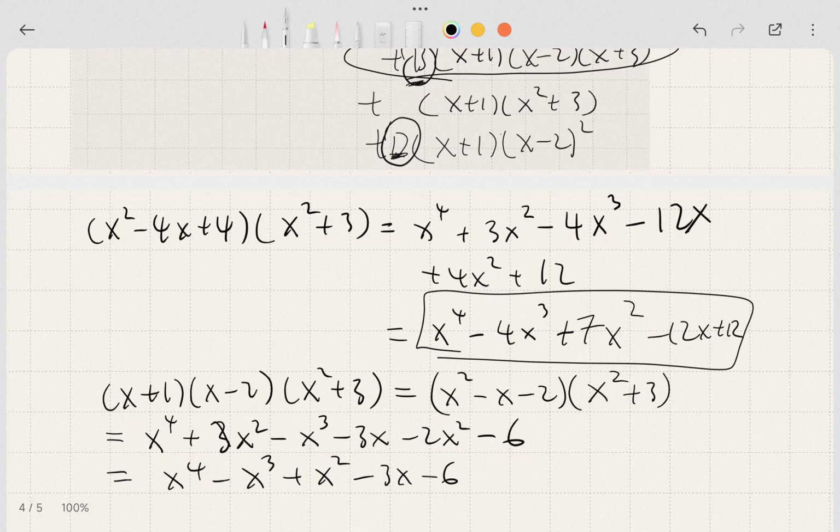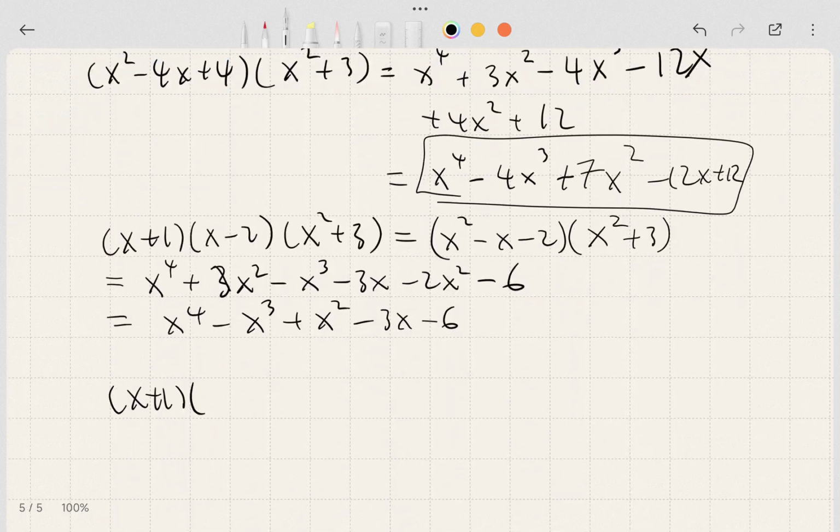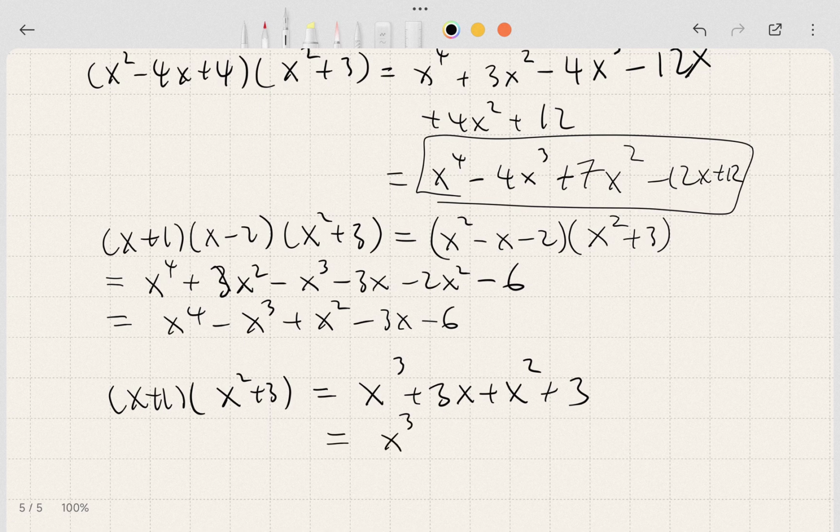Expanding on here, you get x plus 1 times x squared plus 3, which is equal to x cubed plus 3x plus x squared plus 3. Reorganizing it, we get x cubed plus x squared plus 3x plus 3.